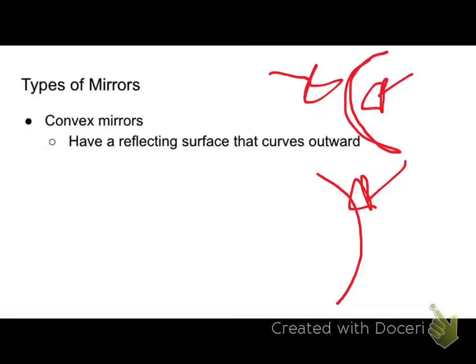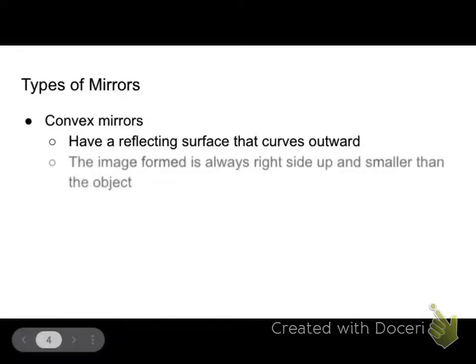The way I like to remember that is that concave curves inwards like a cave. So concave, in like a cave. Images formed by these are always right side up, and they are always smaller than the actual object.